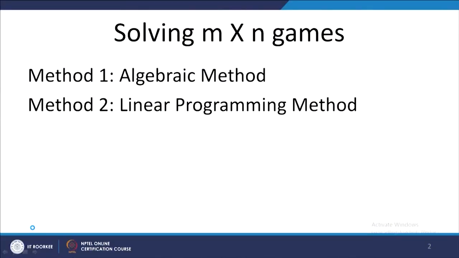Now, this is the most generalized situation where we have an M by N game, that is the payoff matrix is of the type Aij, which is an M by N matrix. Now, we will study two methods for this kind of scenario. The first one is called the algebraic method and the second one is the linear programming method.